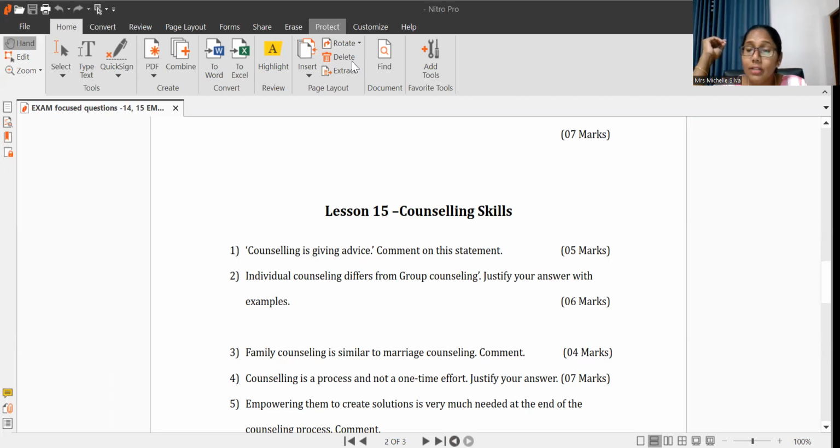So initially tell what is meant by individual counseling. Then tell what is group counseling. Then you can compare these two, and then you can find a very good solution. Simply, individual counseling happens between the counselor and the client. Individual counseling is the most common type, one to one, that focuses on individual growth and mental health.